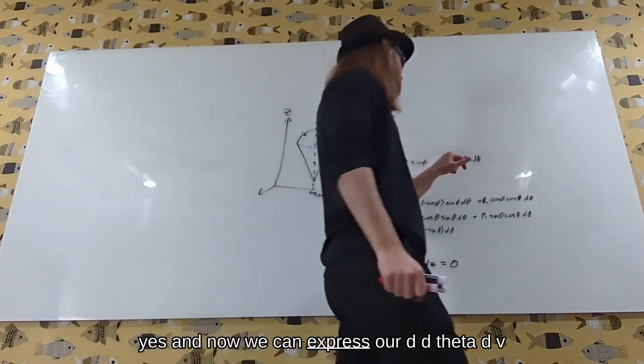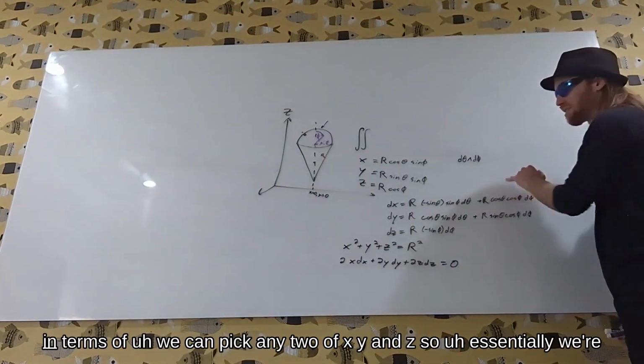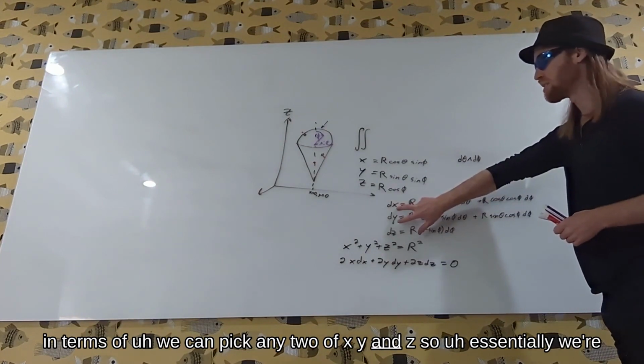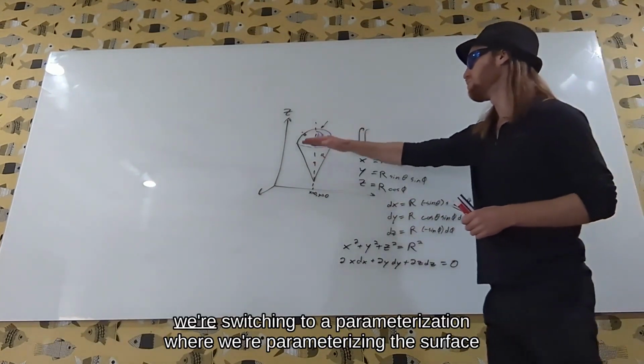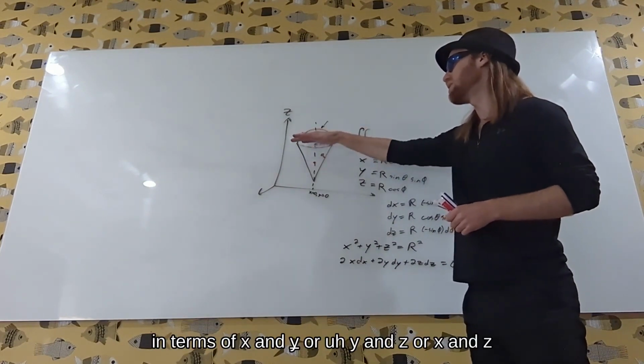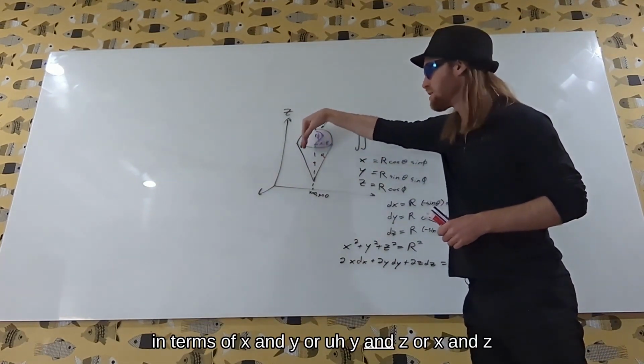Yes, and now we can express our d theta, d phi in terms of, we can pick any two of x, y, and z. So essentially we're switching to a parameterization where we're parameterizing the surface in terms of x and y, or y and z, or x and z.